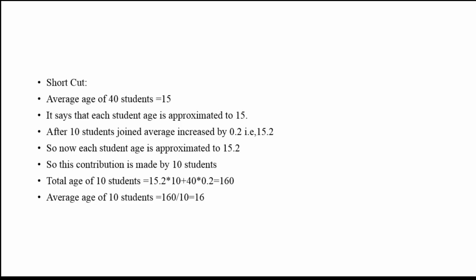So 40 into 0.2 plus the average of 10 students is 15.2. So 10 into 15.2, that is 152. 152 plus 8, that is 160. That is the total age, 160. But we require the average age, that is 160 by 10, 16. So by the application of this particular concept, you will be able to solve the problem very easily and efficiently.